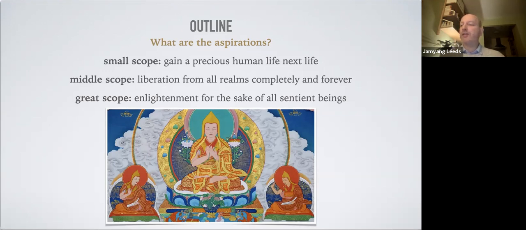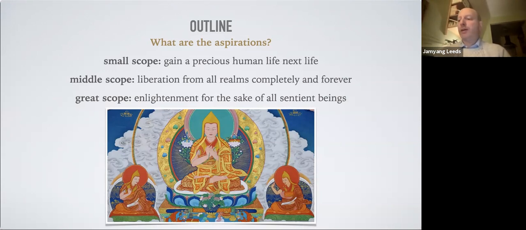Because to have the aspiration isn't enough, right? You've got to have the aspiration, otherwise you can't get there. So that's why it's divided into those two. You've got to have the wish to do it, and then you have to actually do the practices that do it. Otherwise, you won't be able to do the practices without the aspiration to do it. It's quite common sense, but I just want to make that clear. And then great scope, the aspiration is enlightenment for the sake of all sentient beings. That's what we're looking at today.